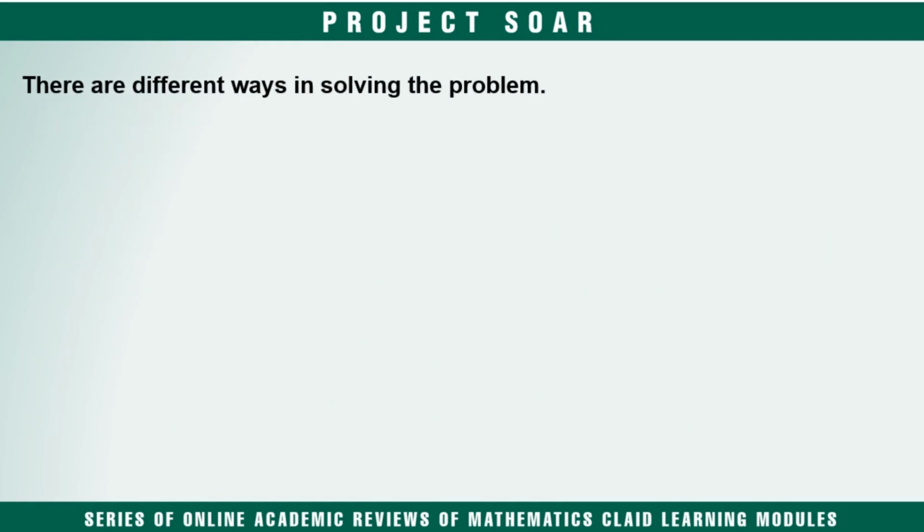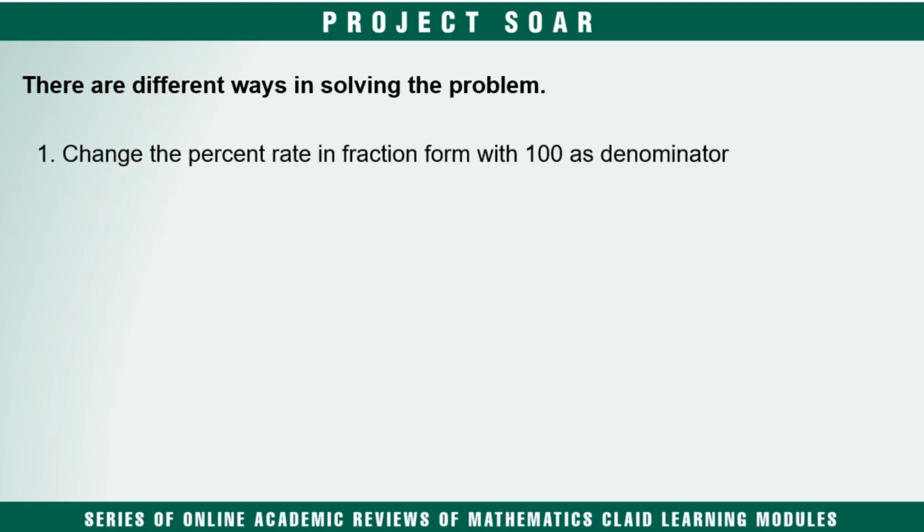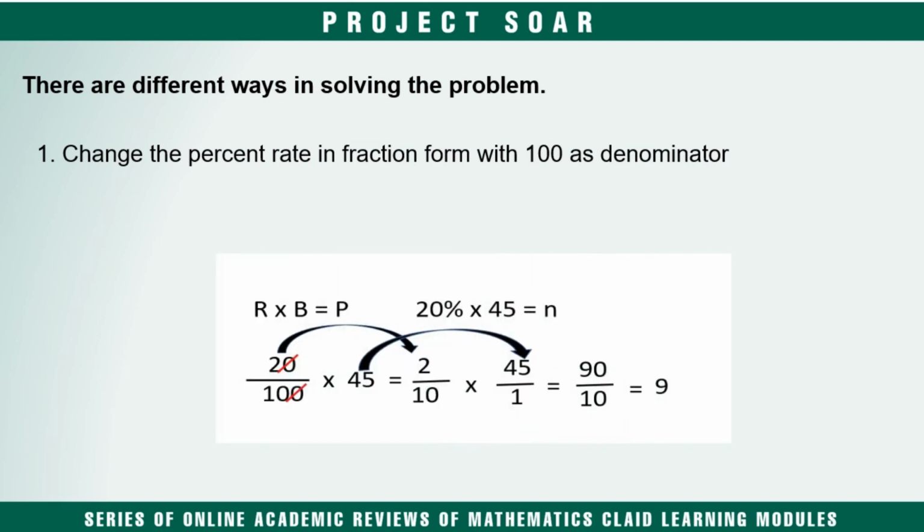There are different ways in solving the problem. First, change the percent rate in fraction form with 100 as denominator. Okay, 20 over 100 or 20 hundredths. Cancel 0 both in numerator and denominator. So that would be now 2 over 10 or 2 tenths. Since ang 45 is whole number, ang kanyang denominator is 1. Now, multiply 2 times 45 is 90 and 10 times 1 is 10. Now divide 90 divided by 10 equals 9.